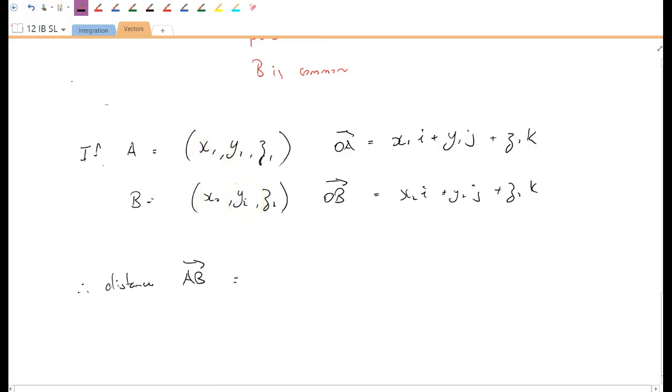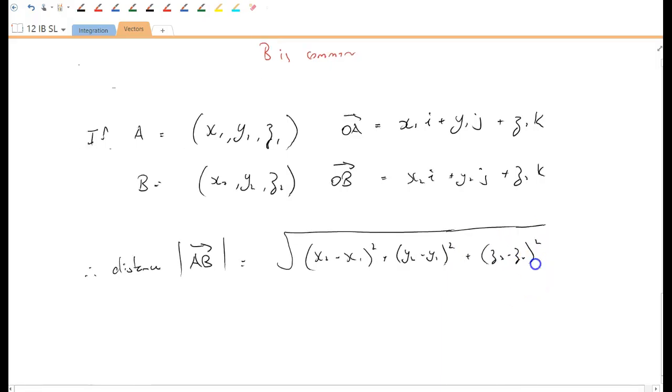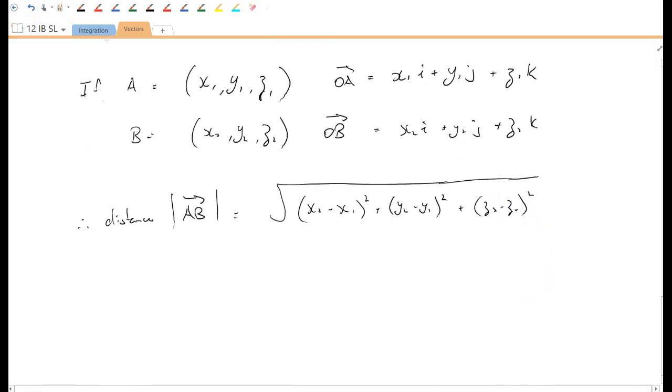we know that AB itself is equal to the difference between x2, x1. All right, then the distance AB will be the square root, just as in 2 dimensions, of x2 minus x1 squared plus y2 minus y1 squared. Then it's exactly the same here, but we are including our third dimension of z2 minus z1 squared. So we can go through there and do some examples.